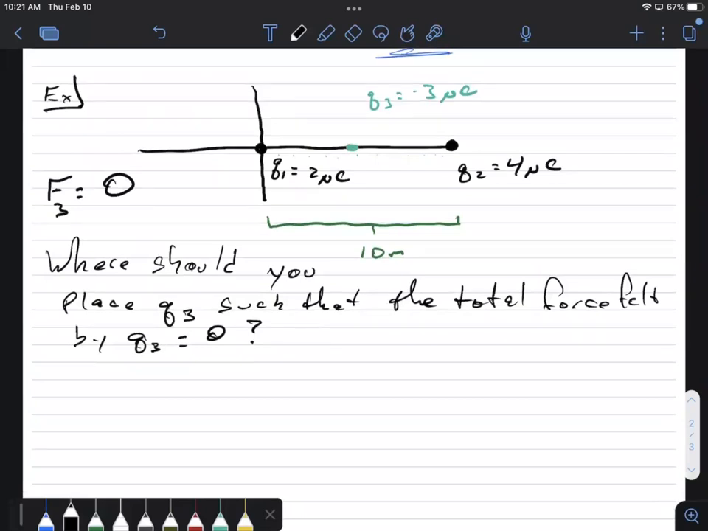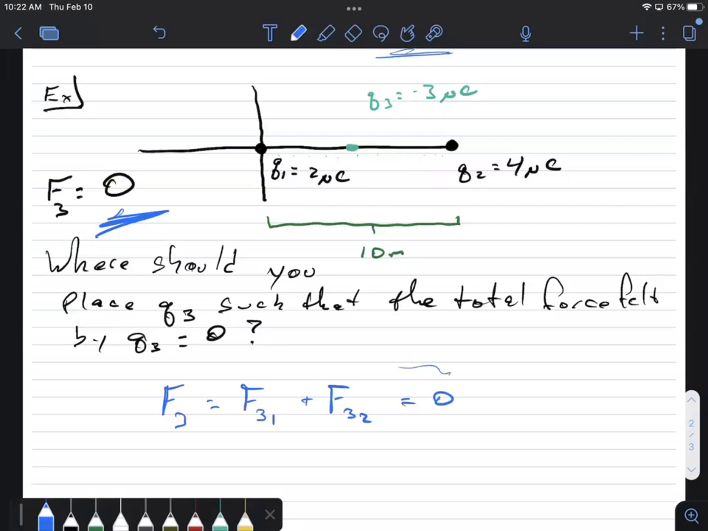The way you want to go about handling this type of thing is, first of all, we don't need X and Y components anymore. Everything's lined up in the X direction. There's no Y stuff. So everything's X stuff. So we're going to do the exact same thing. I know the total force on 3 is going to be the force on 3 due to 1 plus the force on 3 due to 2.